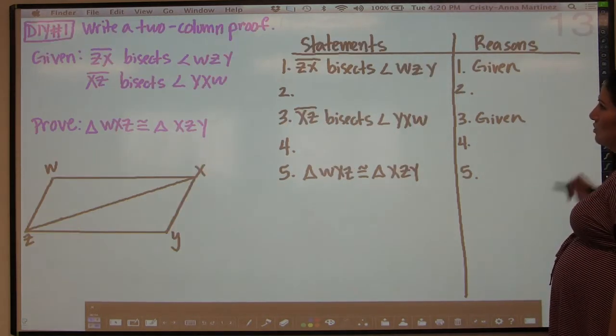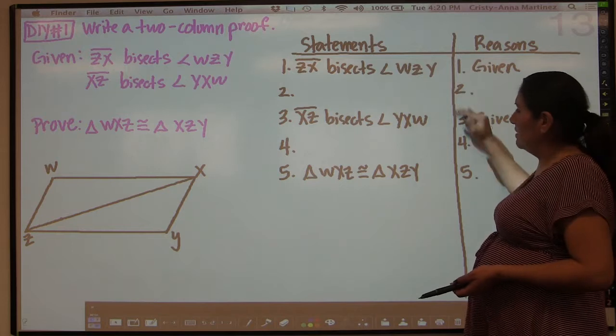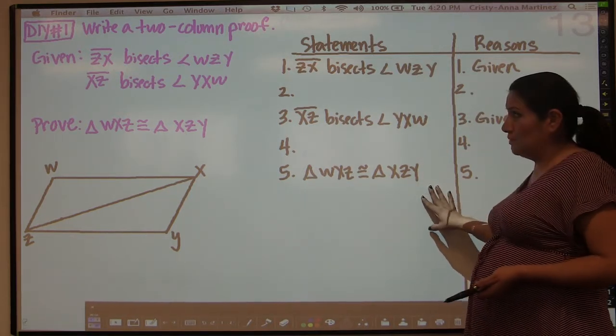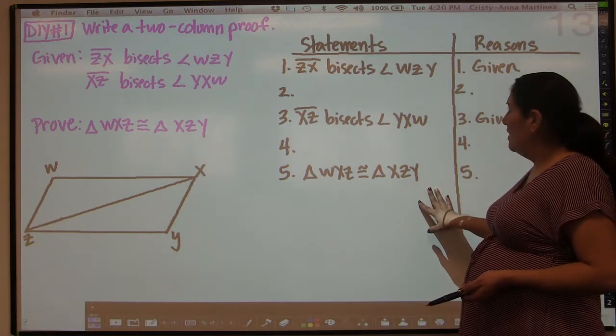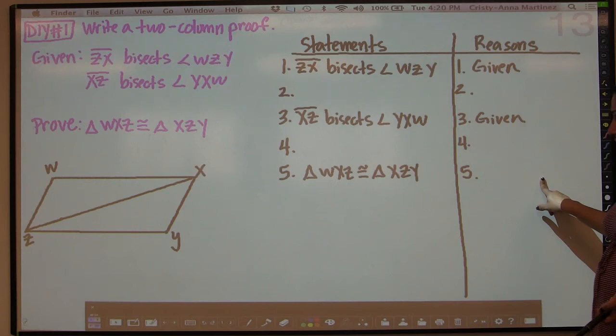So now you can try this guy. Again, I've already put in the given statements. This is the part you're supposed to prove. So basically this proof only requires 5 steps, and your job is to fill in 2 of them and their reasons, and of course the reason for 5. So hopefully you can have some success with that one.